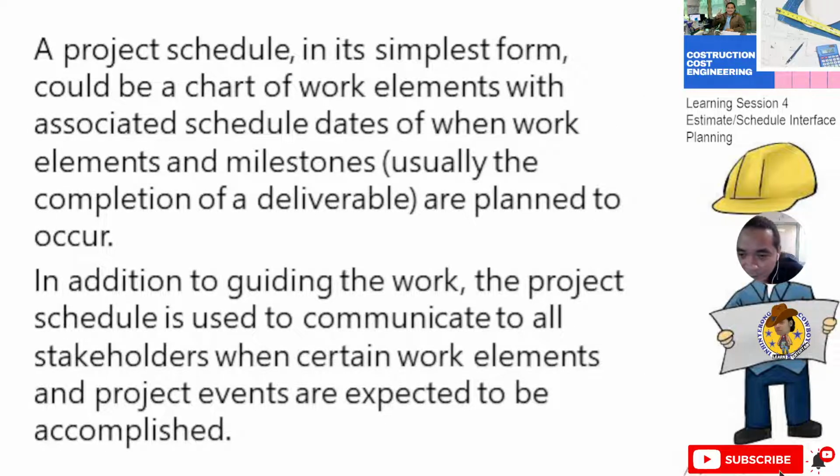Okay, so a project schedule in its simplest form could be a chart of work elements and the associated schedule dates of when work elements and milestones are due. A milestone is the date something should be complete, usually the completion of a deliverable. Okay, then our plan to work. In addition to guiding the work, the project schedule is used to communicate to all stakeholders when certain work elements and project events are expected to be accomplished.